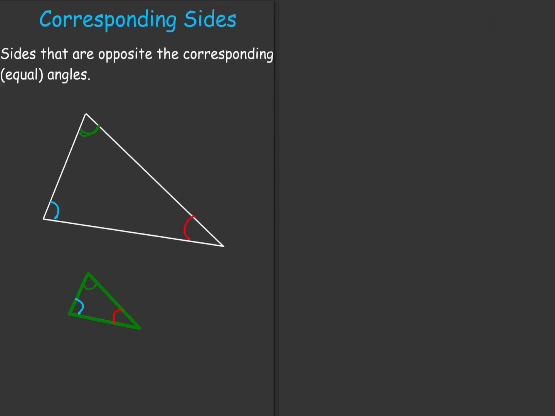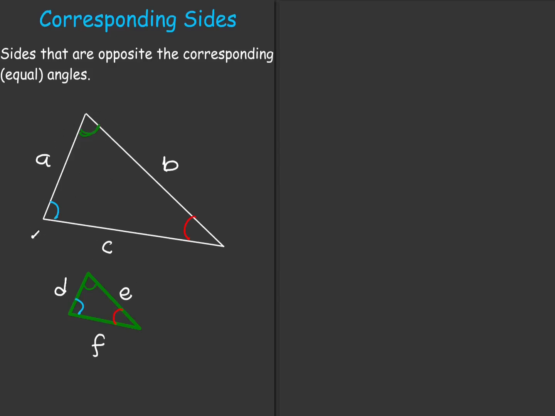What do we mean by they must be proportional? Let's let the measure of this side here be A, the measure of this side here be B, and the measure of this side be C. In the same way, let's let this be D, then we have E, and then F. What do we mean by they must be proportional?